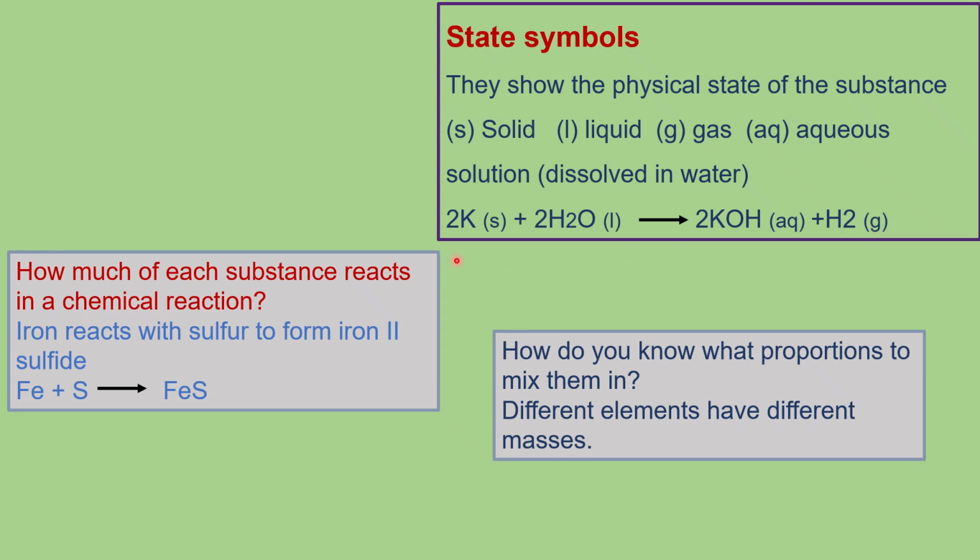This means that potassium, which is in the solid state, potassium is an element, it is a metal. When it reacts with water, which is in the liquid state, it gives an aqueous solution of potassium hydroxide, and hydrogen gas evolves. So these are the state symbols, S or L or AQ or G, written next to each substance.